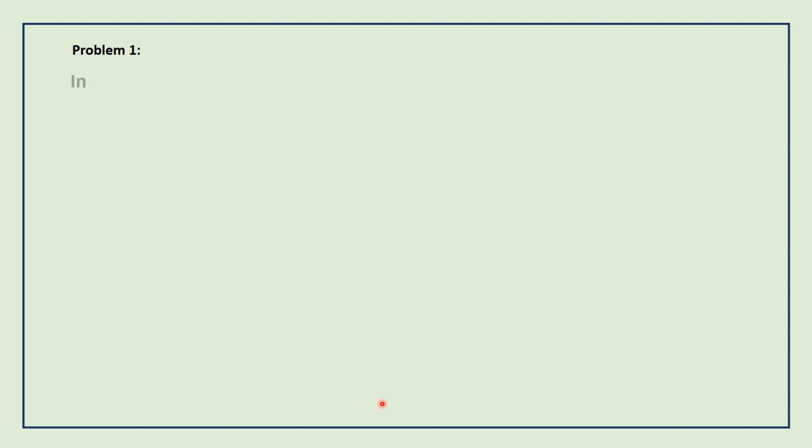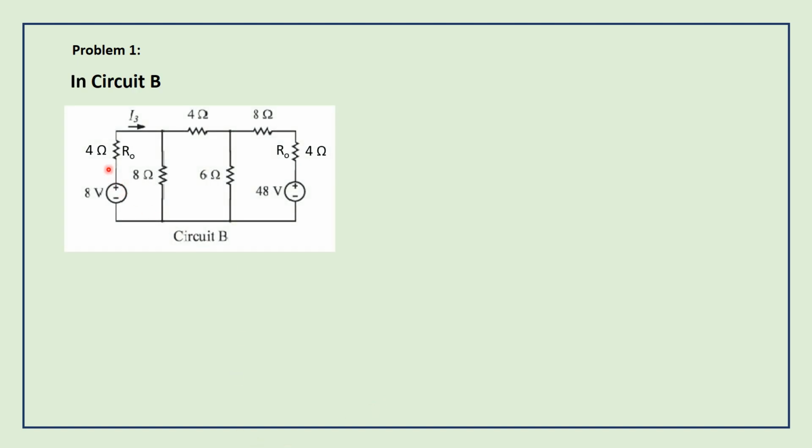In circuit B, I have applied 4 ohms on either side in the place of R naught. Here one R naught and here one R naught. In the place of R naught, I applied 4 ohms. Now I am going to write the equations. Whatever they asked, I3 is the current. So I3 is the first loop current. Now I am going to assume the current for the second loop and third loop.